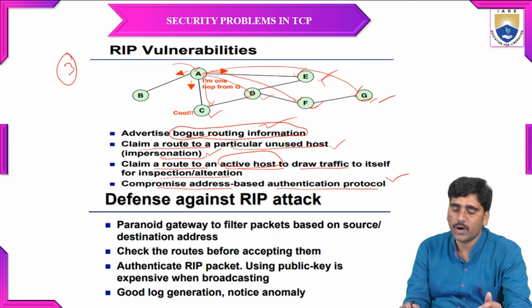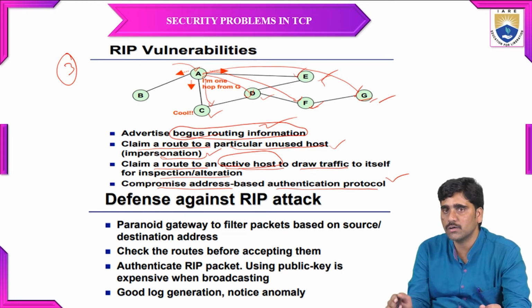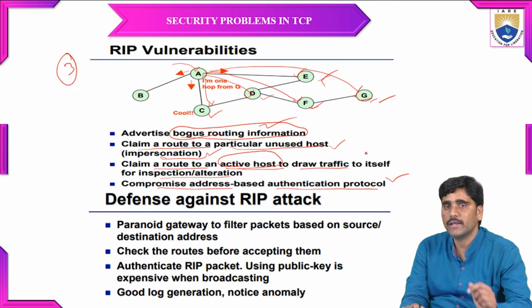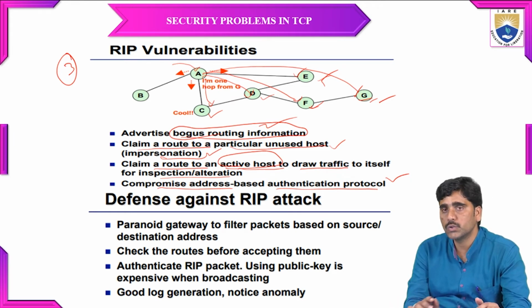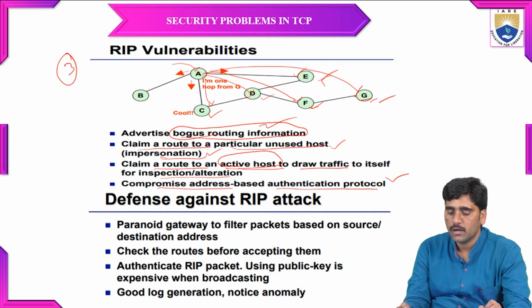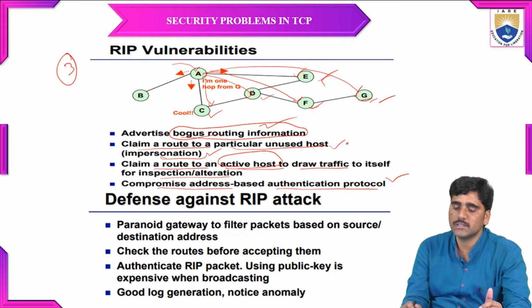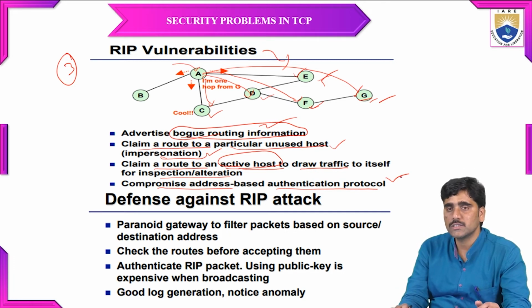So now the attacker wants to take each and every hop's information, and he can spread all the bogus information to all the hops, as well as claim a route to a particular unused host, and participate actively with all the hops to spread the bogus information, and he can compromise the address-based authentication protocol also. So these are the routing information protocol vulnerabilities, that means there are loopholes that give chances for attacks to occur.